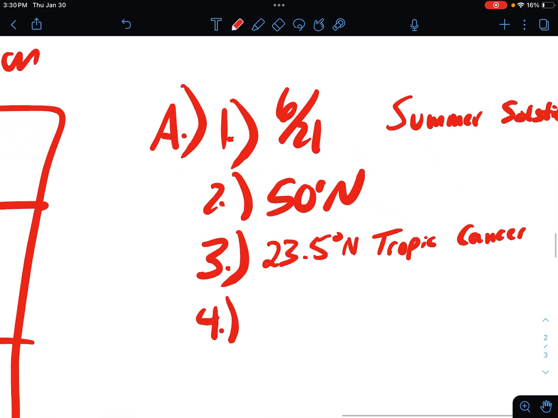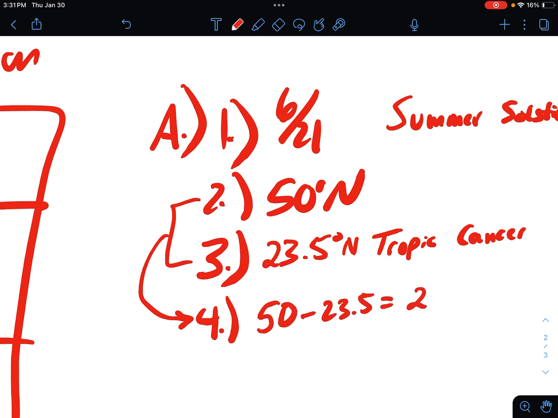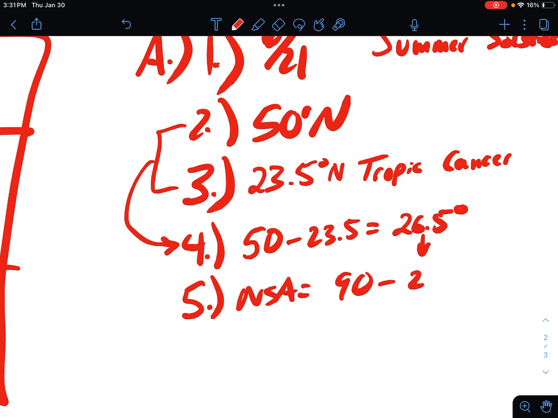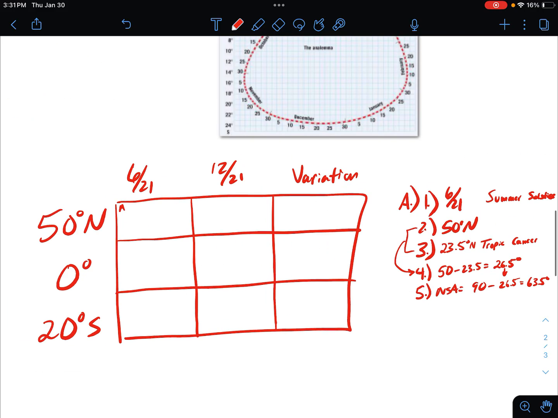Then on number 4, we need to know the angle between these two. That's how you get number 4. So we need to know how far is it from 50 degrees down to 23.5. Well, that's going to be 26. So I'd write it this way: 50 minus 23.5 equals 26.5 degrees. And then to find the noon sun angle, you calculate that by taking 90 minus this answer, 26.5, and that gives us 63.5, right? 63.5 degrees. So the answer in box A, the noon sun angle, is 63.5 degrees.